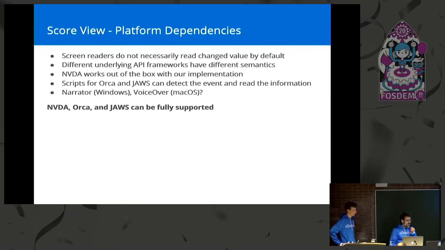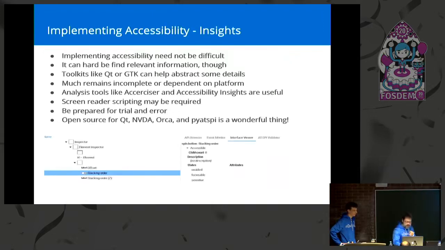But the other screen readers and the other platforms have different interfaces, different APIs for how they work, and only some of that is abstracted by Qt. So we were able to create scripts for Orca on Linux and JAWS, which is the most popular screen reader for Windows, which is the most popular platform. So now that we have those scripts, we can say we fully support Orca as well as JAWS as well as NVDA within MuseScore.